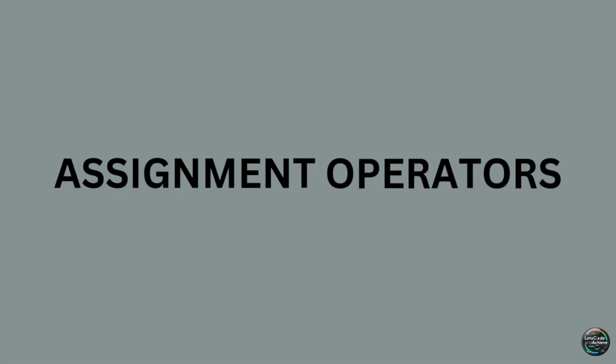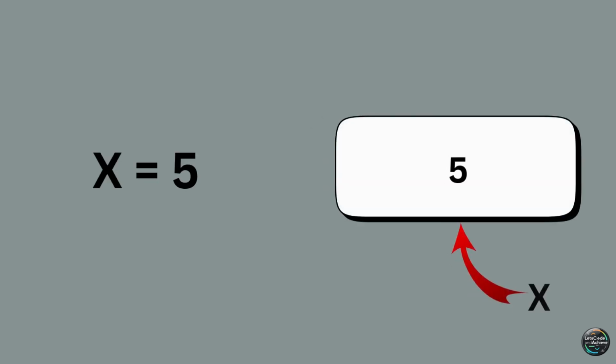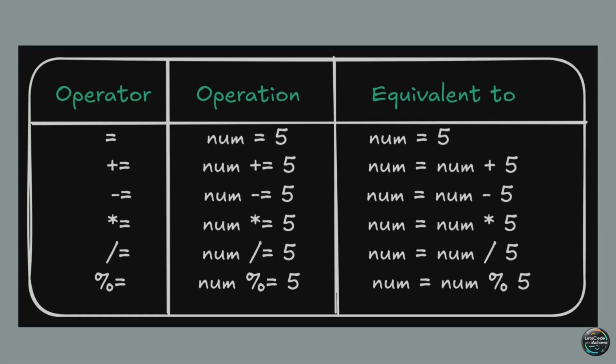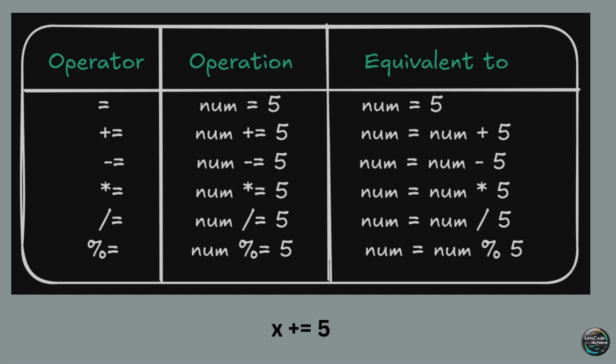Alright, let's move on to assignment operators. These are used for assigning values to variables. For example, x = 5 assigns 5 to x. But here is the cool part. We have shortened assignment operators like +=, -=, *=, and /=. These allow you to do math and assign the result in one step. So instead of writing x = x + 5, you can simply write x += 5. Shorter, faster, and cleaner.